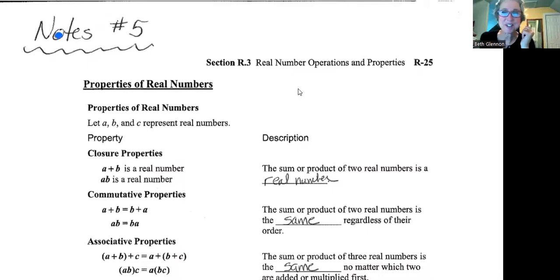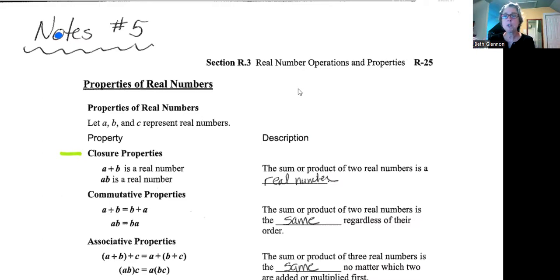Hi, let's talk about notes number 5, which are properties and operations of real numbers. A couple of properties that I'm sure you've been learning about since you were in Algebra 1. We had the closure property. This was a property that meant if we had a real number and another real number, we add them together, the answer is a real number.